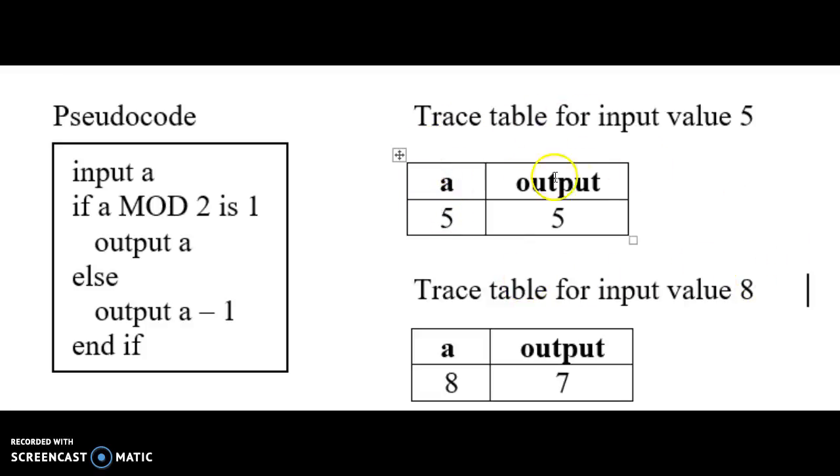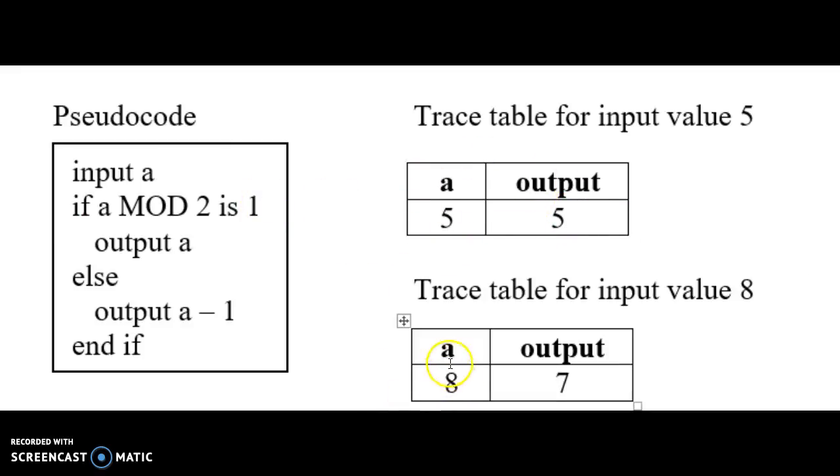and in the case of the input value of 5, we output a 5. In the case of an input value of 8, we output a 7. And so it's hopefully clear to understand that if we input other values, for example, any odd number mod 2 will give us a result of 1, and so we just simply output the odd number.